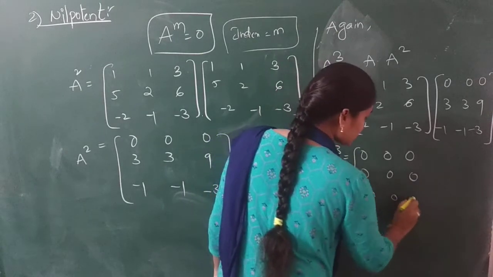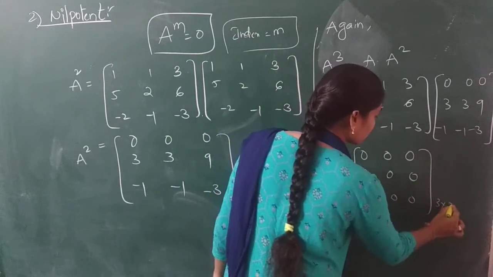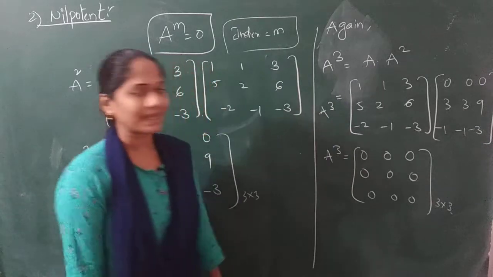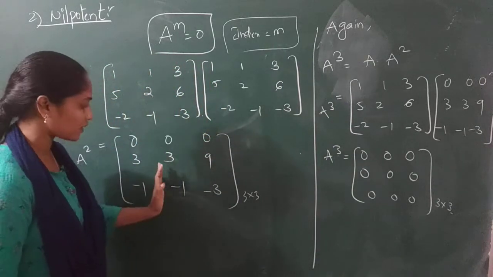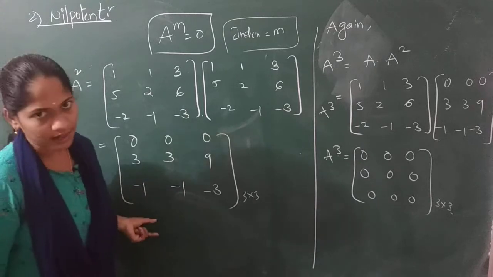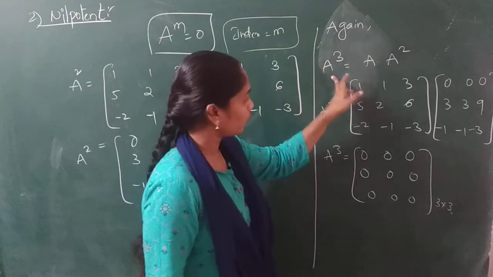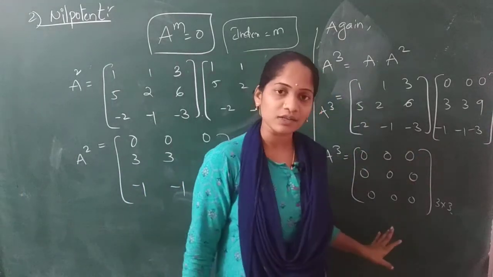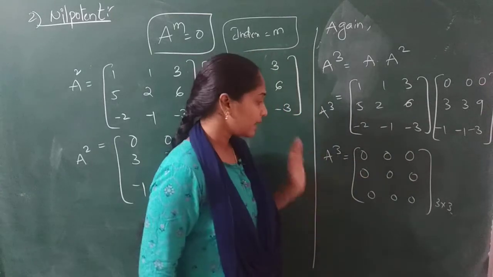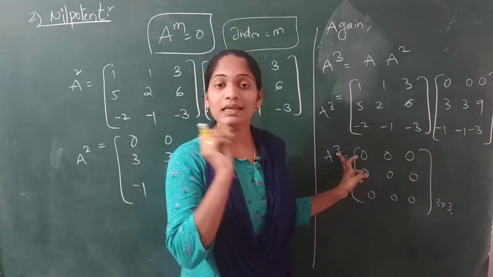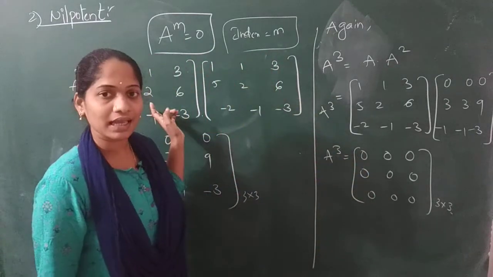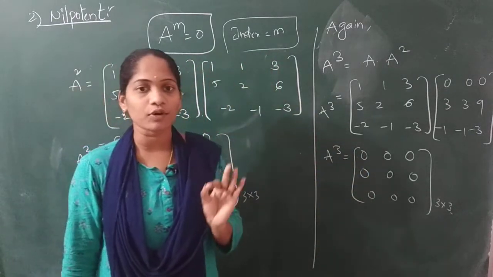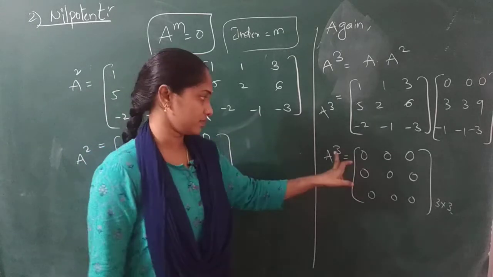So at last we got the least positive integer 3, index 3. So now we have to find out; first I did it for the given matrix A square. I did not get 0. Then again I tried for A cube. When I did A cube, we got a null matrix. So now what can we say, here 3 is the least positive integer, then the given matrix A is said to be nilpotent of index 3. Index 3.